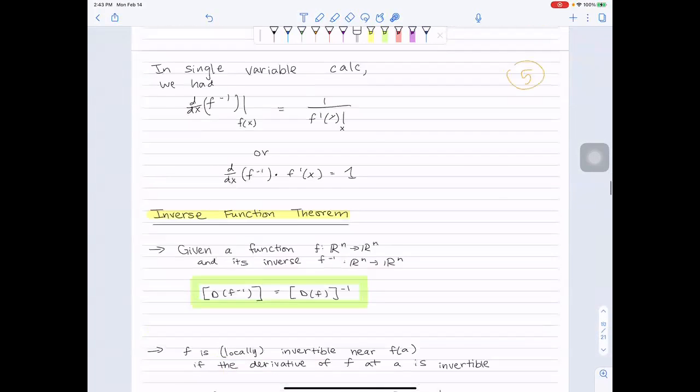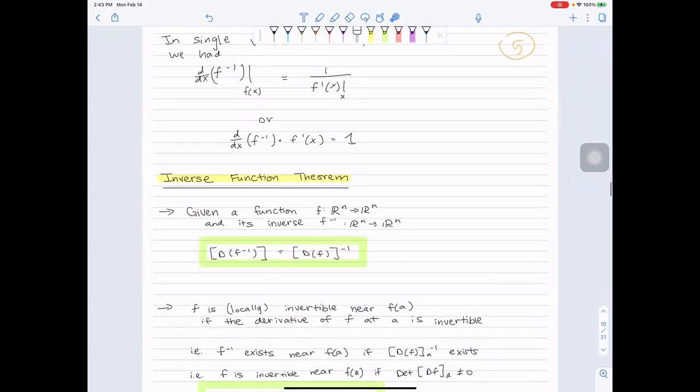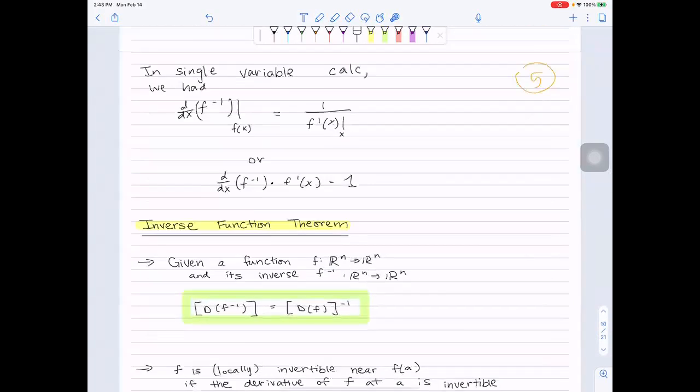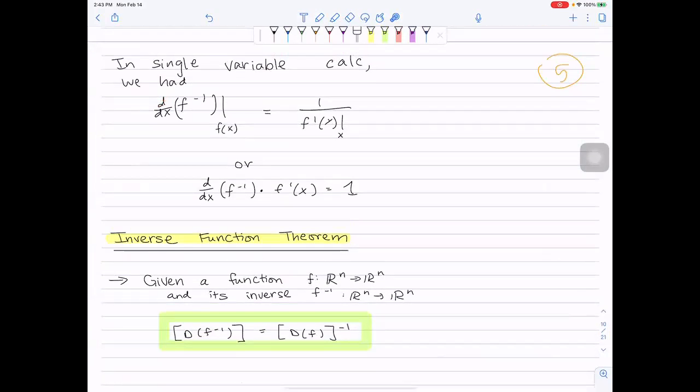Okay. Next we have the inverse function theorem. In single variable calculus, we learned this: if you wanted the derivative of the inverse, you could first find the derivative and then take that inverse. That was the trick in single variable calculus. Or in other words, if you multiplied this term by this, you should get 1. They're inverses of each other.